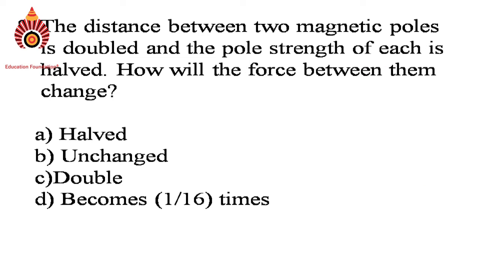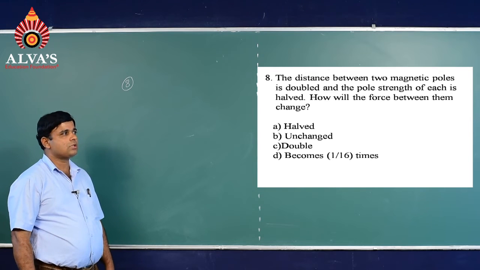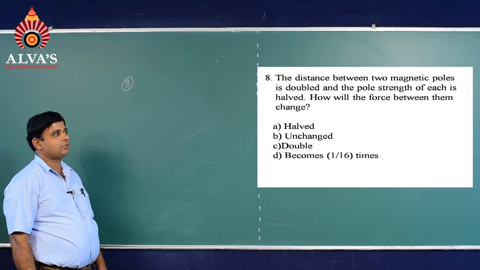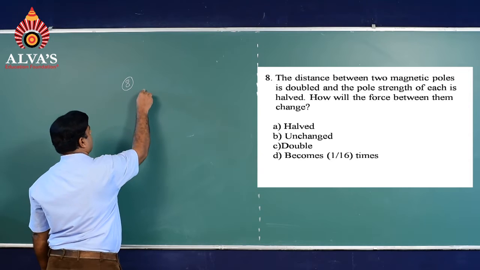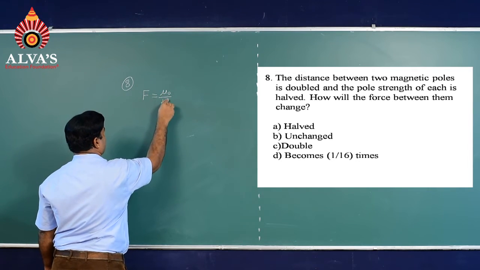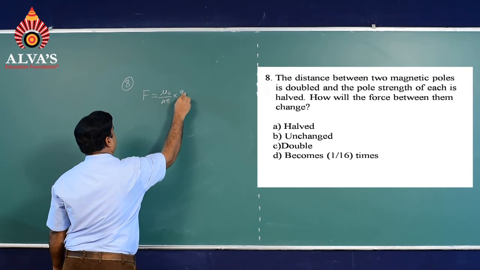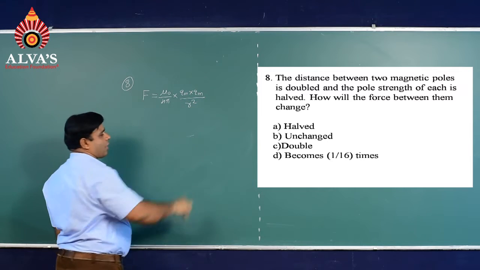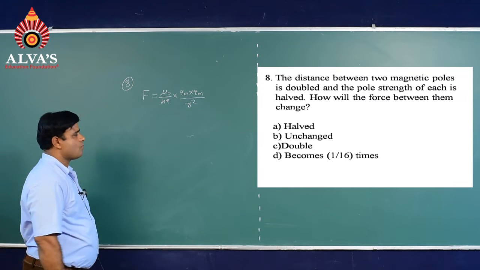The distance between two magnetic poles is doubled and the pole strength of each is made half. How will the force between them change? So, two magnetic poles attract or repel based on the polarity of the poles. Force between the two can be written by mu naught by 4 pi into product of pole strength divided by square of the distance between the poles.